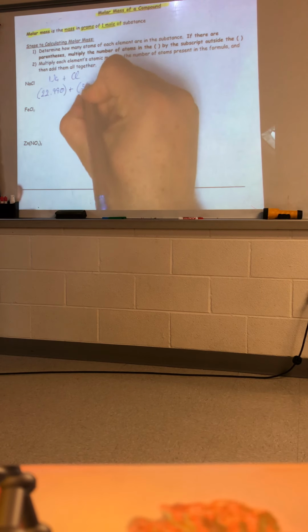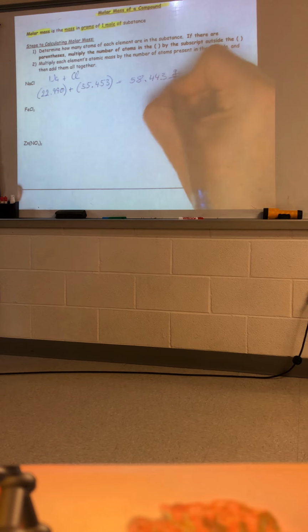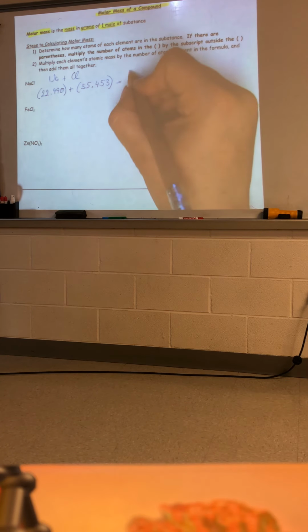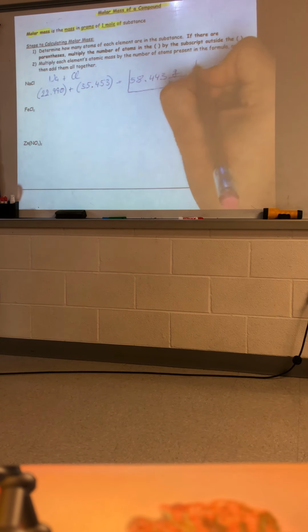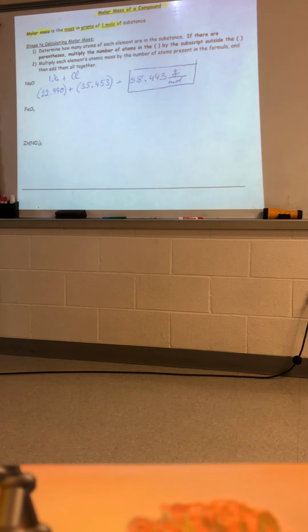I will put down under sodium 22.990, just the way you see it. And then chlorine is 35.453. I add those two together and I get 58.443. The unit is always grams per mole. So this is how many grams of salt I have in 1 mole of salt. You box it in, and here's your answer.